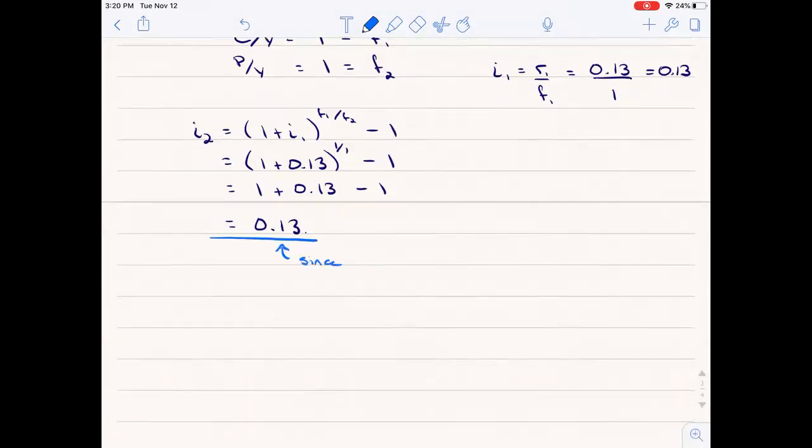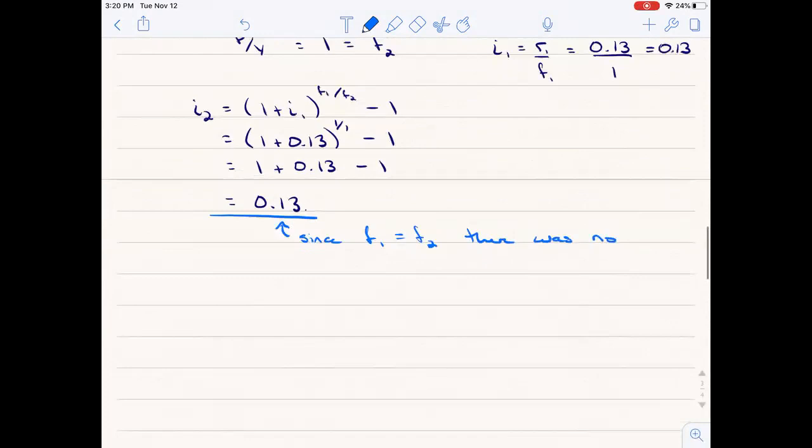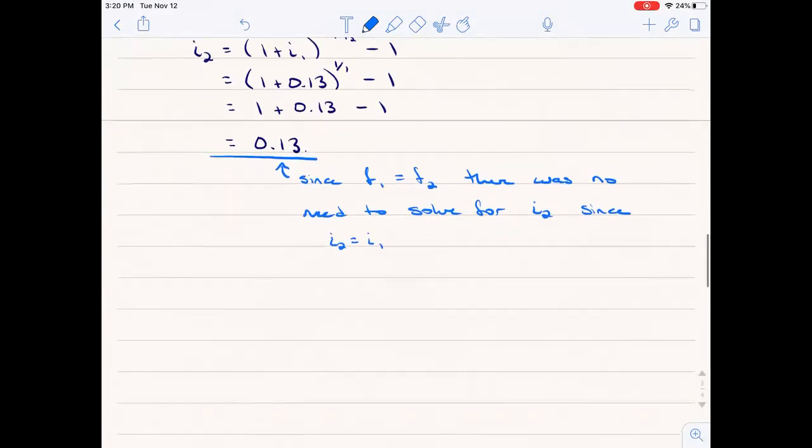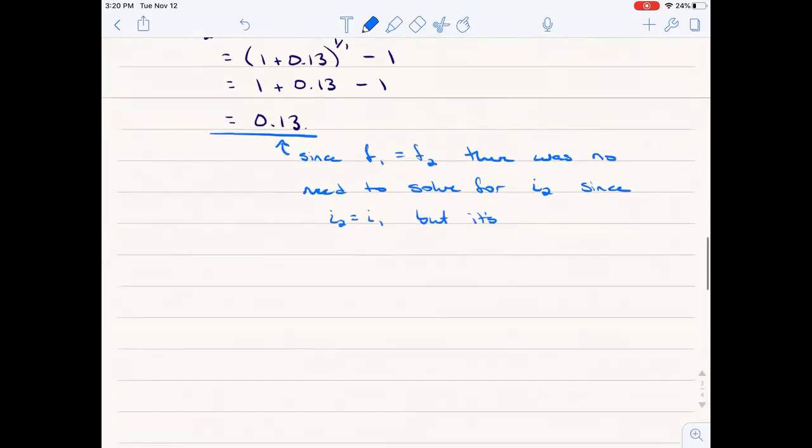I'm going to say, since F1 equals F2, there was no need to solve for I2, since I2 equals I1, but it's best to start here to be safe.